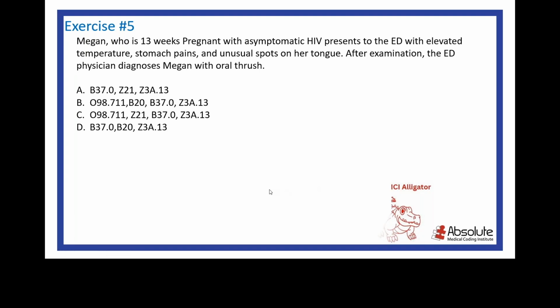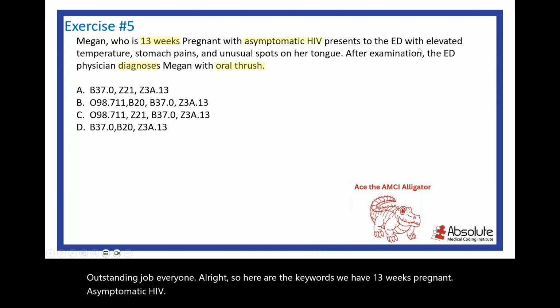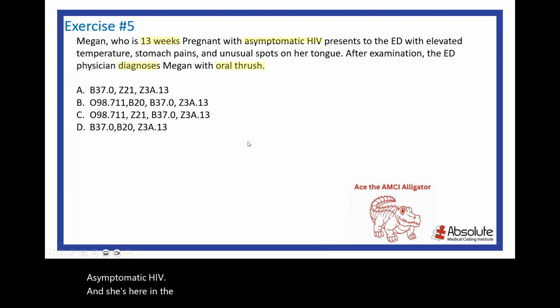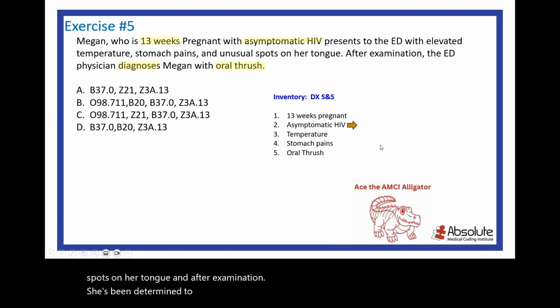Okay, coders. I'm going to stop right here. Outstanding job, everyone. All right. So here are the key words. We have 13 weeks pregnant, asymptomatic HIV, and she's here in the ED with elevated temperature. She's got some stomach pains, unusual spots on her tongue, and after examination, she's been determined to have oral thrush.